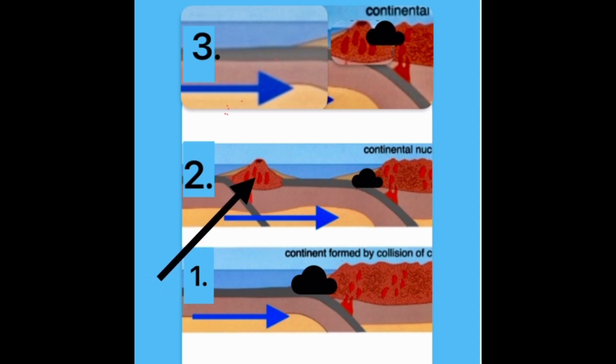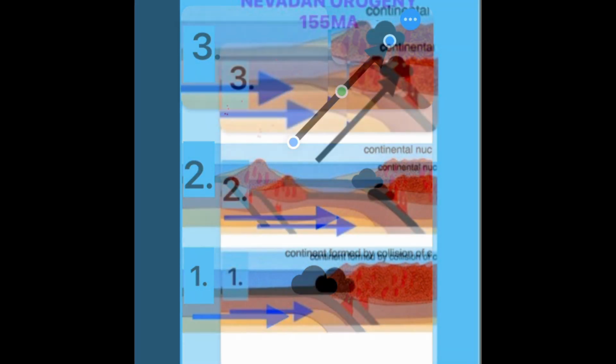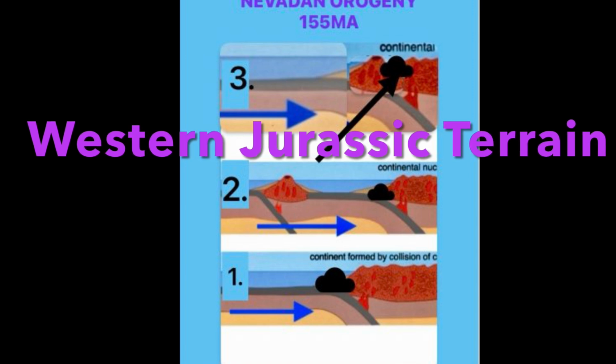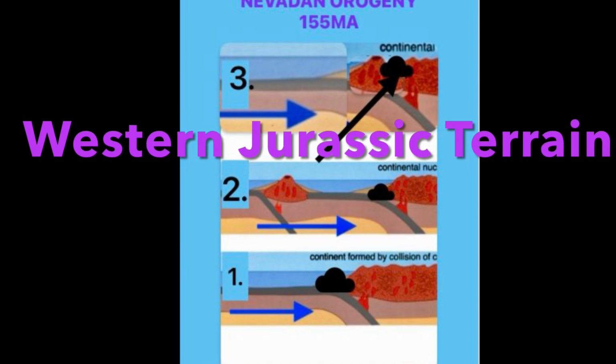Next, a series of volcanic island chains approached and crashed into the western edge of the continent, bringing with them more passive margin sediments as well as serpentinite-rich ocean crust. All these crashed volcanic island chains are collectively called the Western Jurassic Terrane.